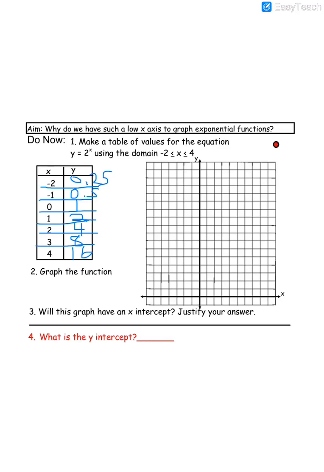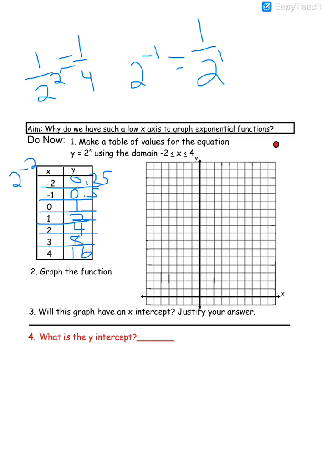So let's go back up here to the 2 to the -2 power. As a 7th grader, we taught you that it's 1 over 2 squared, which is equal to 1/4, which is exactly how we got 0.25. 2 to the negative first power is the same as 1 over 2 to the first power, or just 1/2, which is how we got 0.5.